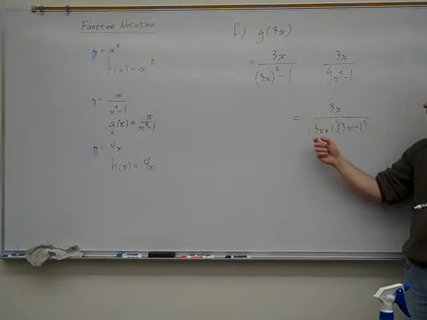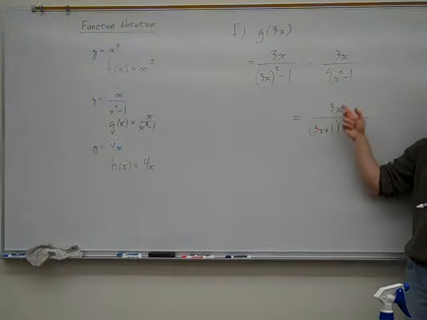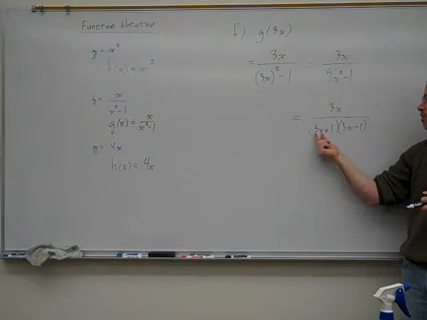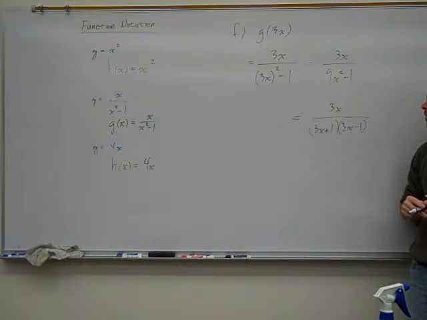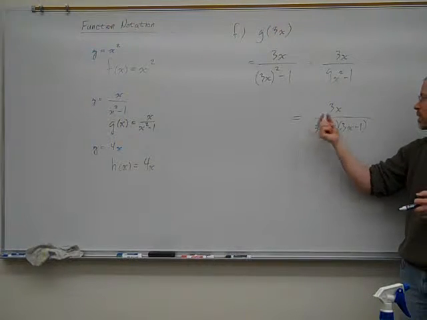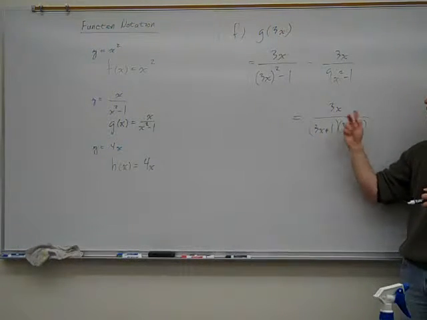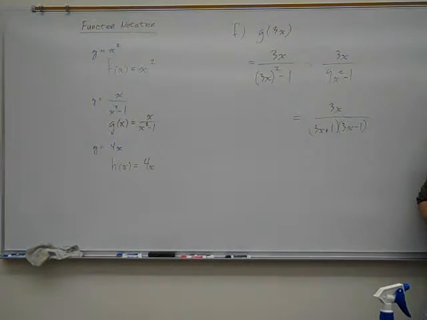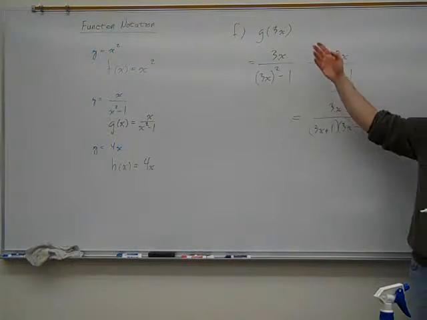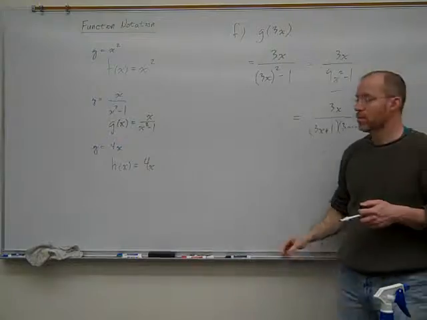But I don't have any cancellation here. I can't cancel a 3x because this is a term down here, 3x plus 1. Unless I could get 3x or 3 or x as a single factor in the denominator, I'm not going to be able to do any canceling. Either one of these would be a good way of describing g of 3x.